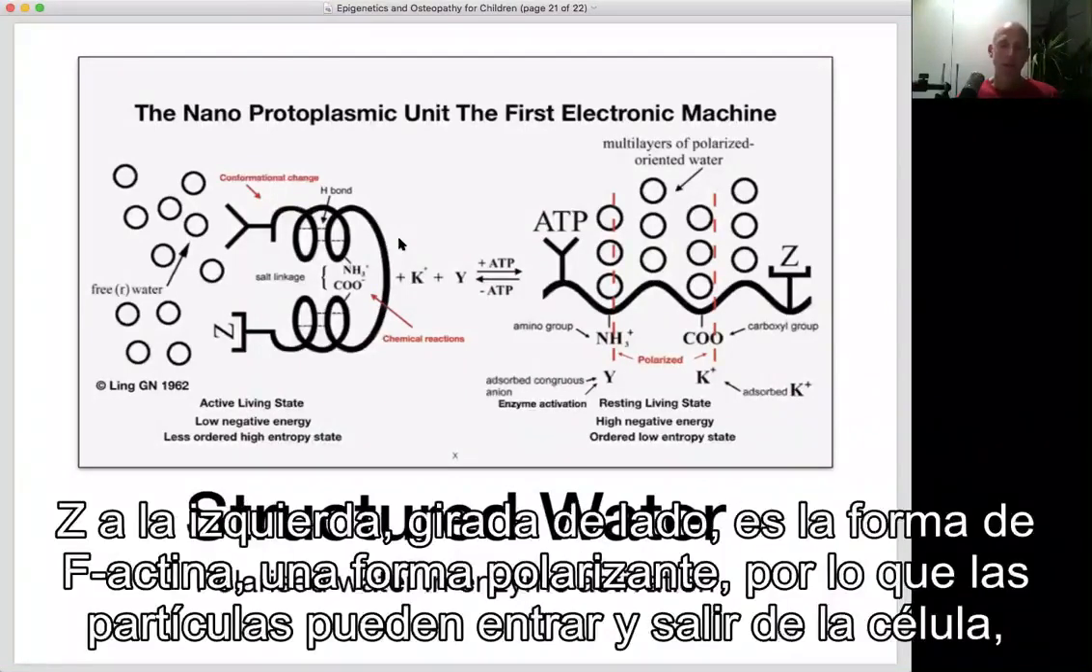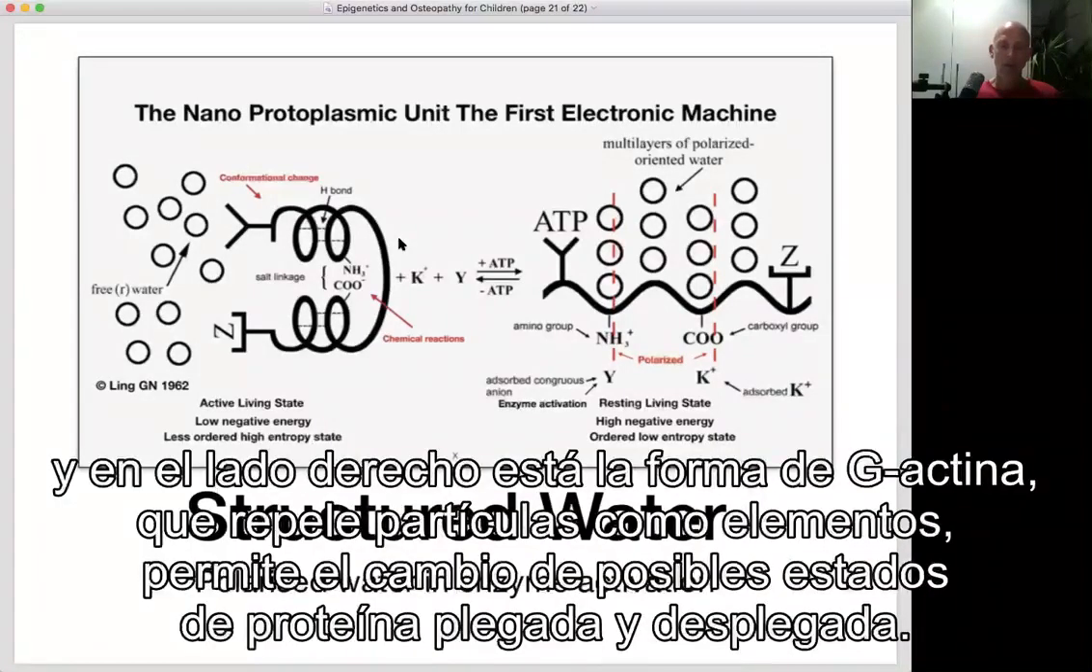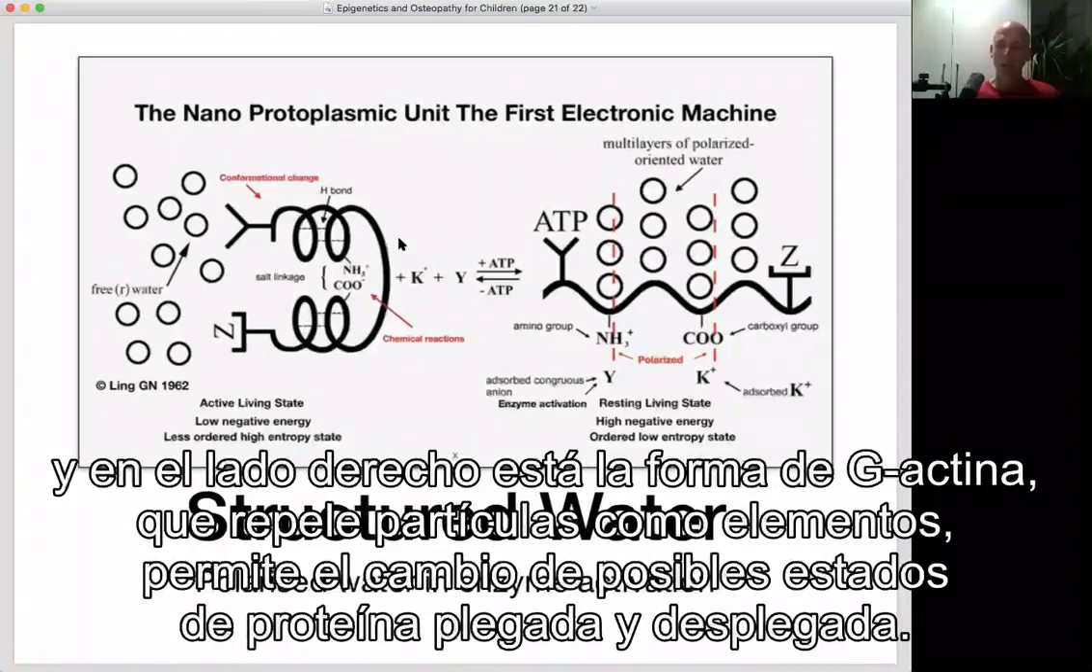The Z on the left turned on its side is the F-actin form, a polarizing form, so the particles can come in and out of the cell. And on the right side is the G-actin form, which repels particles such as elements. It allows the shifting of possible states of folded and unfolded protein.